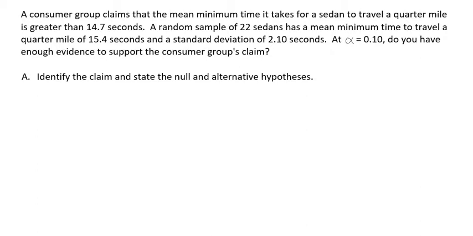Part A. Identify the claim and state the null and alternative hypothesis. For this part, let's highlight the claim. The claim is that the mean minimum time it takes for a sedan to travel a quarter mile is greater than 14.7 seconds. How would we write this in mathematical terms? We're talking about the mean, so this would be a mu, and it says greater than 14.7 seconds.